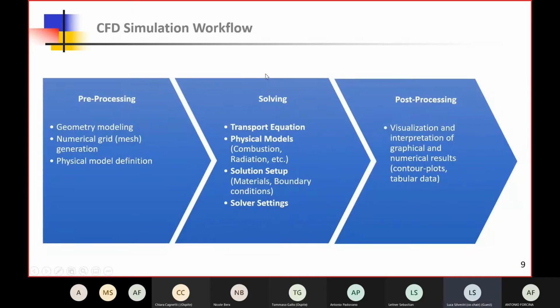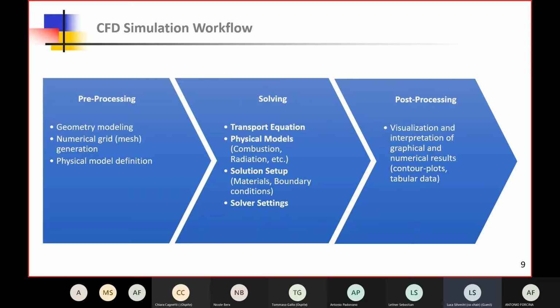This is the general CFD simulation workflow. It's composed by three main parts. The first part is the pre-processing, in which the geometry is modeled. After this, we have to generate the numerical grid that is named mesh, and we have to define the physical model.